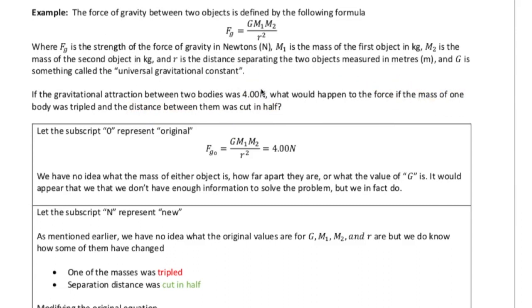The only number we've really been given was the original force. And what else we've been given is what happens to the mass of one object and what happens to the separation distance, but we don't have the original values. So this is how we go about it.